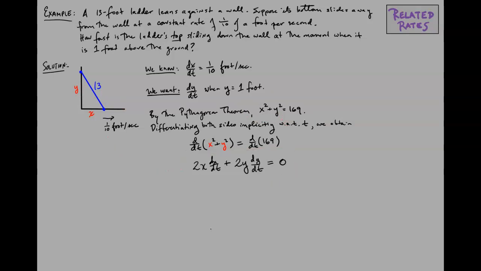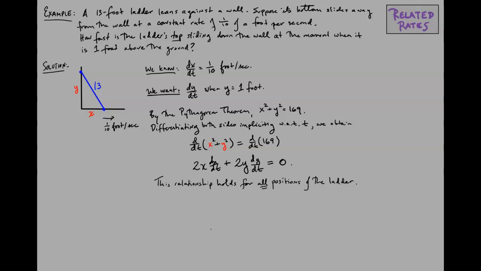This is a more complicated relationship because it links 4 quantities. x, the distance of the bottom of the ladder from the wall, y, the distance of the top of the ladder from the floor, dx dt, the rate at which the bottom is moving, and dy dt, the rate at which the top is falling. And what we have shown is that this relationship holds for all positions of the ladder. So at any particular moment, if I know any 3 of these 4 quantities, I should be able to solve for the 4th. And we're looking for one of them, dy dt, at a particular moment.